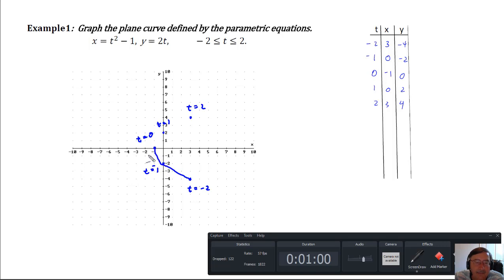So it looks like we're going to have a parabolic curve forming. And this is how they tend to write these in textbooks. They'll put these little arrows here indicating the direction or the orientation of the curve. And there is our first parametric graph.